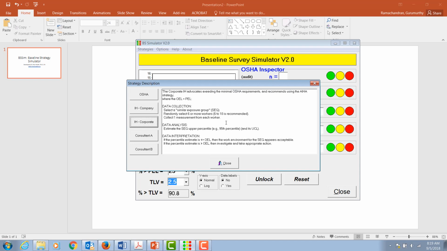A third strategy is called the corporate strategy, and here the corporate industrial hygienist IH advocates exceeding the minimal OSHA requirements and recommends using the AIHA strategy, where the occupational exposure limit is equal to the PEL. So here the data collection is described as follows. We select first a similar exposure group or SEG, and we randomly select 6 or more, or 6 to 10 measurements from each of these workers.